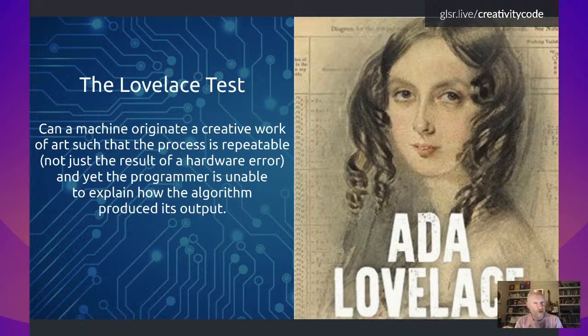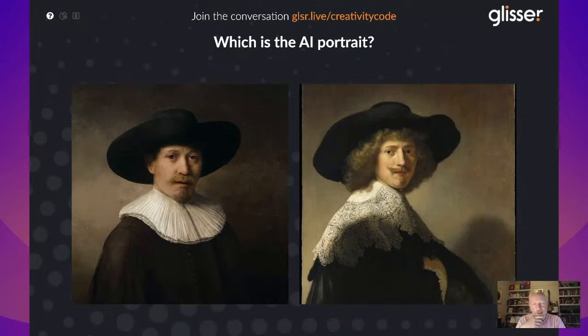So I'm going to send you our first challenge. You should have got on your mobile devices, or whatever you're looking at on your computer window if you're following along with this presentation on this website, glsr.live/creativitycode. This is going to give you a chance to vote on which one of these portraits you think is created by a piece of code, the AI portrait. So just tap on the image that you think is not created by a human, send that to me, and in a little bit, I'll reveal the data and see what you're thinking out there.